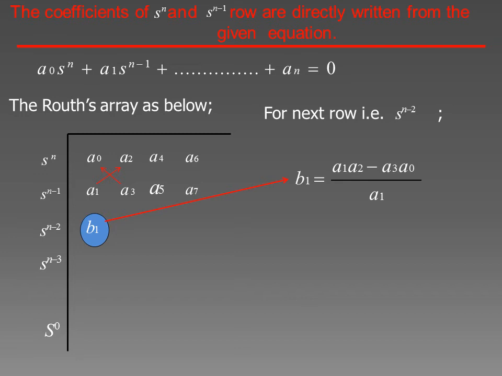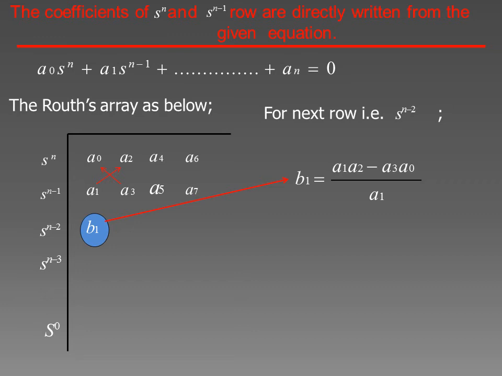So a0, a1, then a2, that is the next coefficient, will come in the first row. Then a3 will come in the second row. Then a4, then a5, then a6, a7, like this. So whatever are the coefficients in the given characteristic equation will be written like this. So you have to write the alternate coefficients in each row. So in the first row, the coefficients are a0, a2, a4, a6, and in the second row a1, a3, a5, a7, etc.